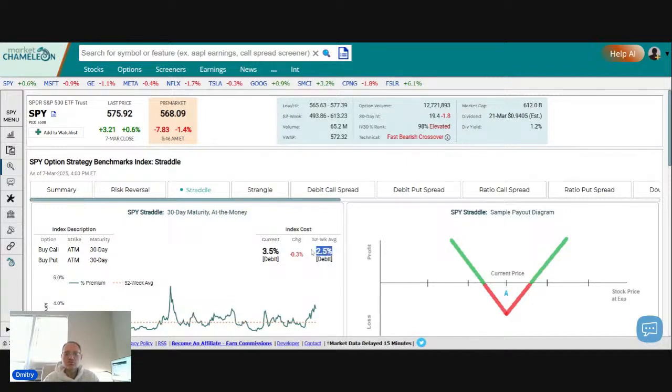3.5% versus 2.5%. Here, the change is letting us know what it did on the day. Similarly to a stock price change, we know that SPY was up 0.6% on Friday. This is using Friday's closing prices. So the stock was up 0.6%, and the benchmark was down 0.3%. So we know what it did on the day, and now we have a comparison to its 52-week average.